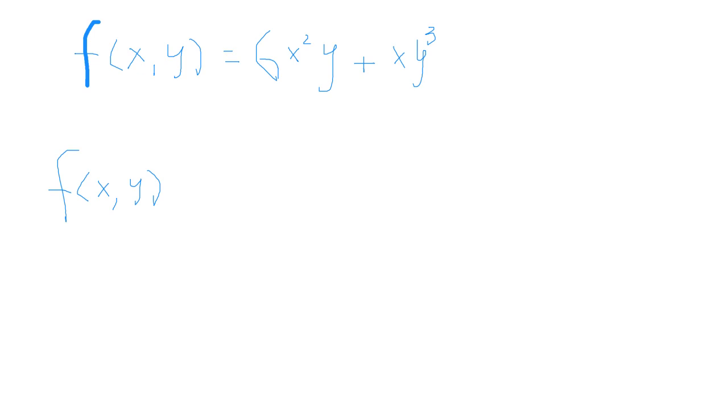Okay, so given a next point, x naught, y naught. What is h in the book notation? In the book notation, h is a vector. H has 2 components. H equals, in this case, x minus x naught, y minus y naught. All right, so I don't need to use h.